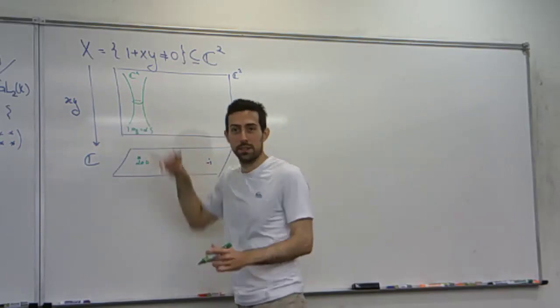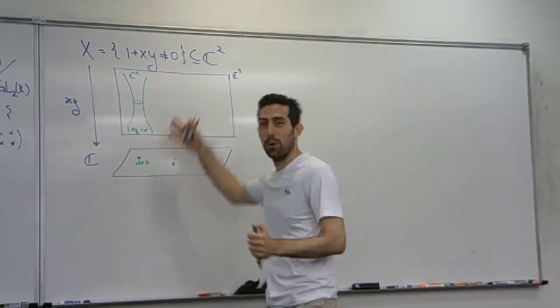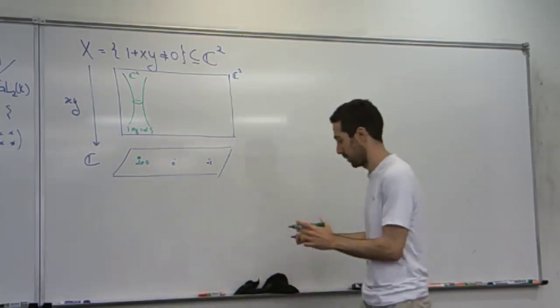This is what a C star looks like. A C star is a cylinder. It's like the plane minus the origin. You think of it geometrically as a cylinder. C star is one if you simplify the fibrations.